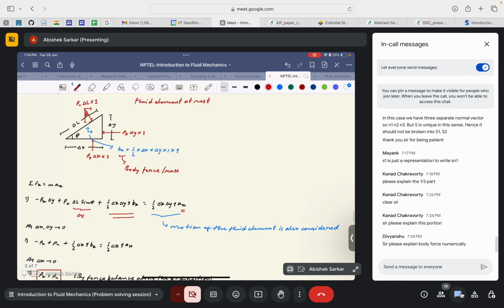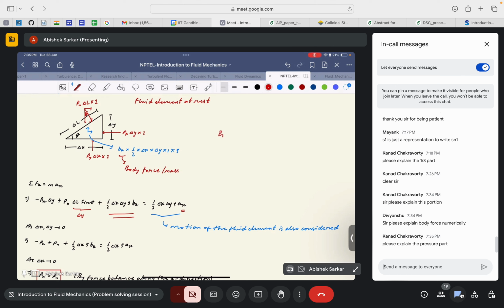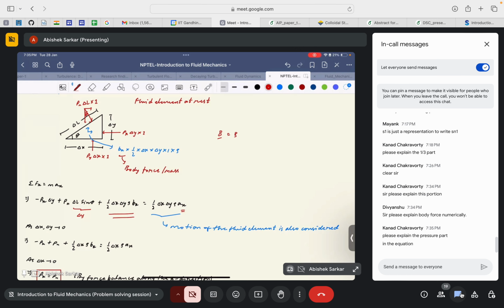Body force, in general, when we are discussing it in the context of fluid mechanics, we generally consider it as, say, if capital B is bx i cap plus by j cap plus bz k cap.